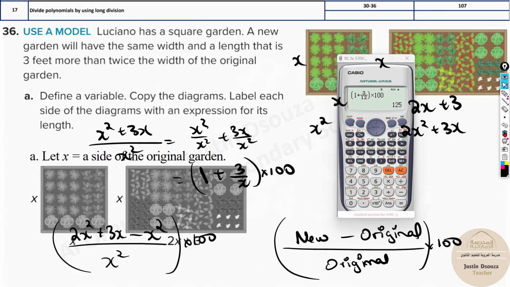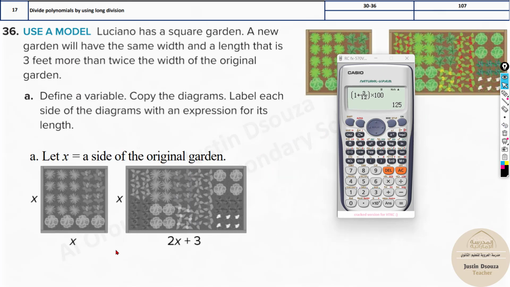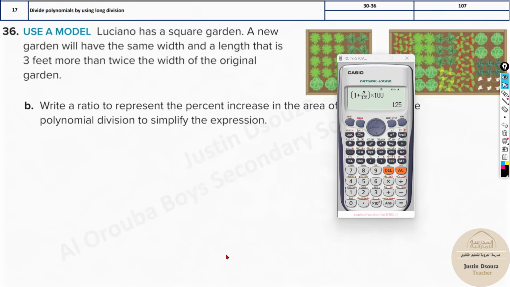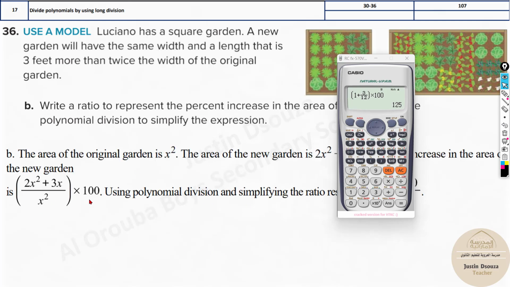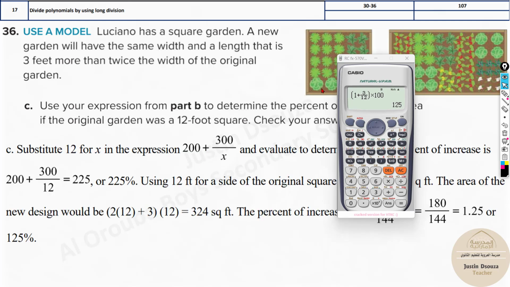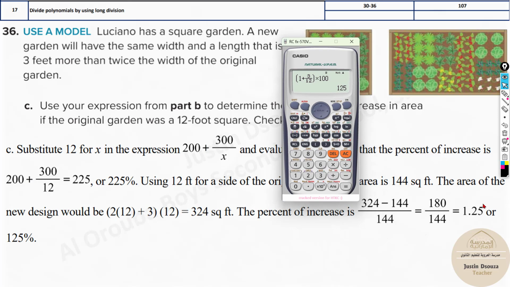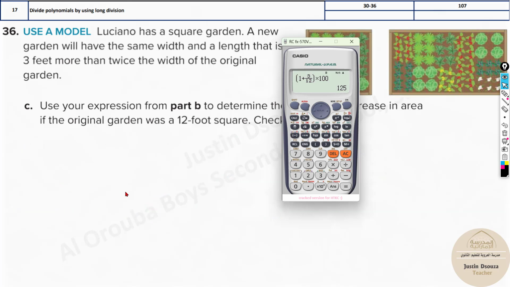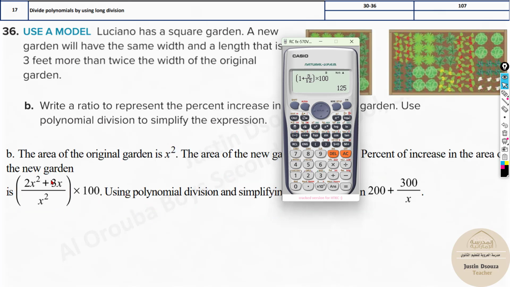Let's just check the answers. We get x, this is what we had written, and then you can solve over here. We have to just solve this up. Okay, this is the answer: 1.25 or 125%. Let me just go back.